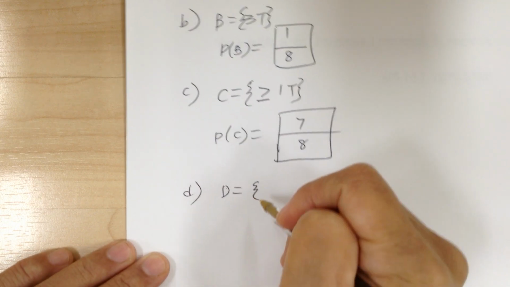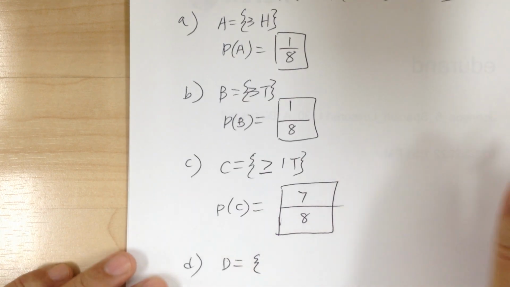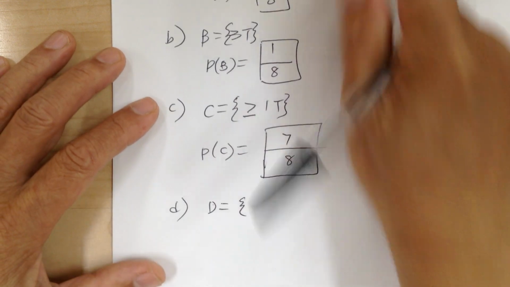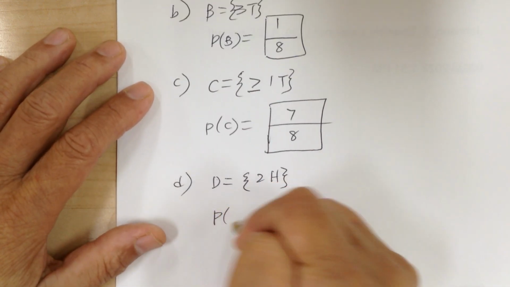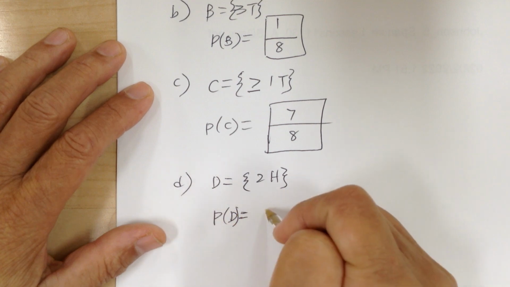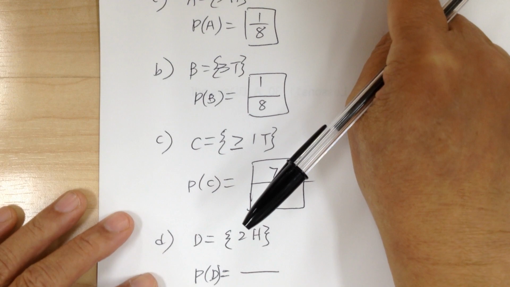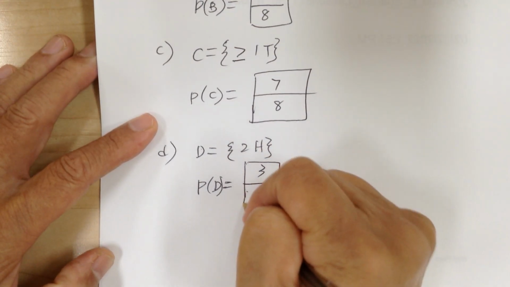Okay, so D is exactly 2 come up heads. So you're going to look for 2 heads. Okay, so exactly 2 heads. So this one, and this one. So there are 3 of them. So the probability of D will equal, so again, 2 heads, so this one, so 3 of them. So it'll be 3 out of 8.